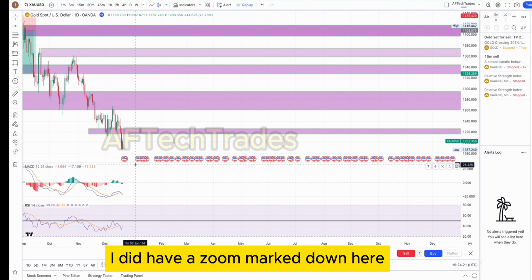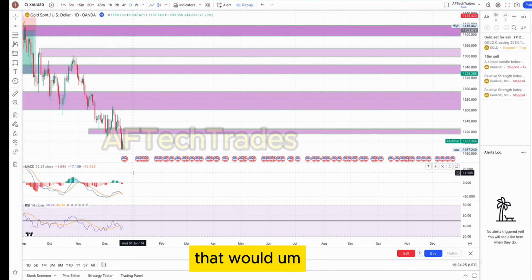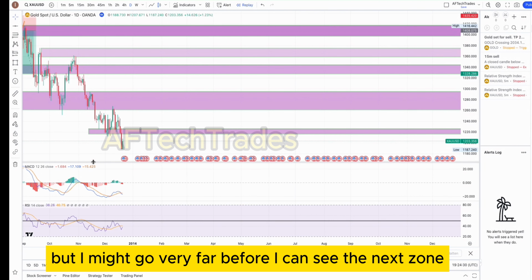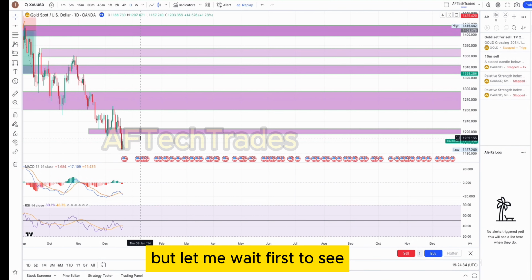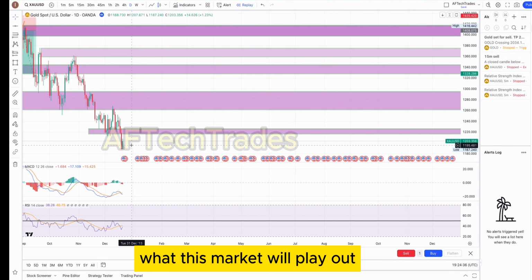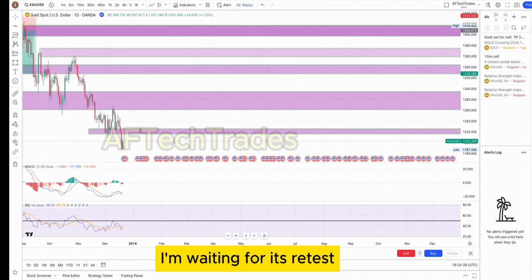If I place a sell here, I didn't have a zone marked down here, I didn't have a marked region here. I can go back, but I might go very far before I can see the next zone. But let me wait first to see what this market will play out. I'm waiting for its retest.